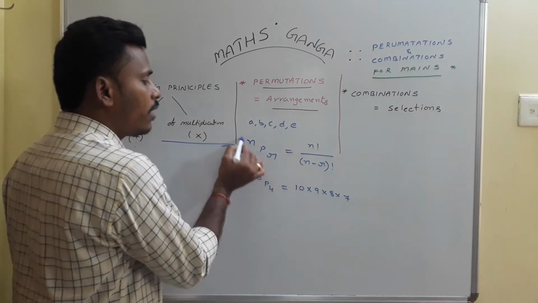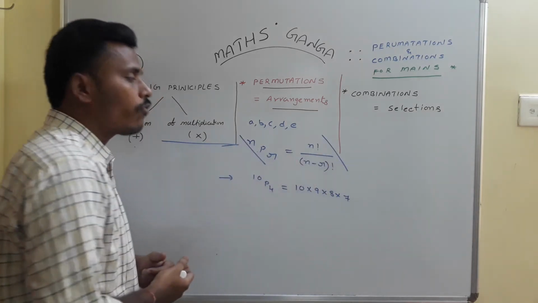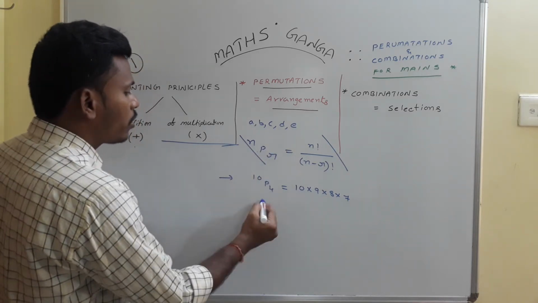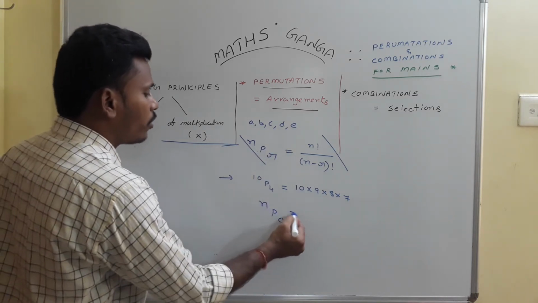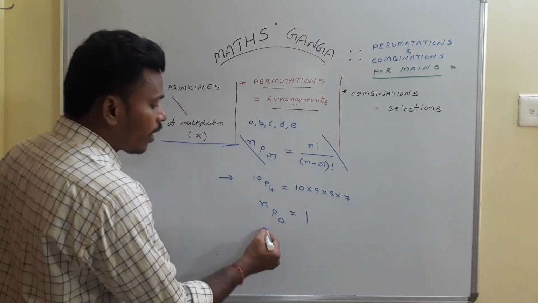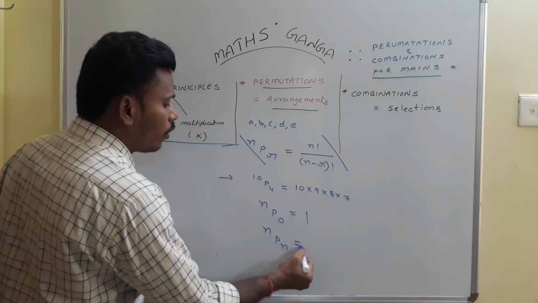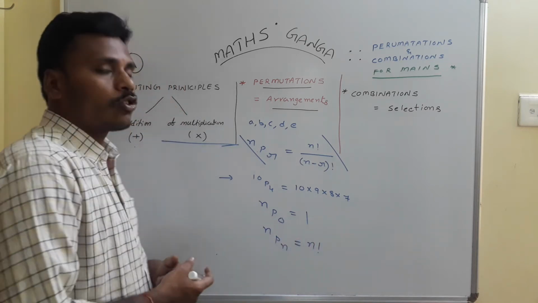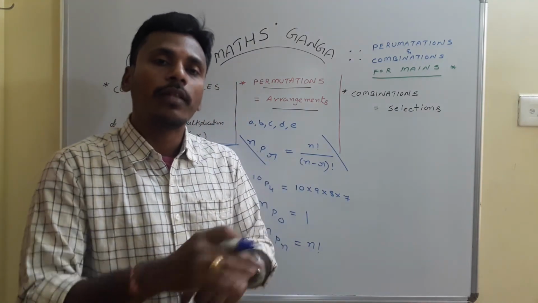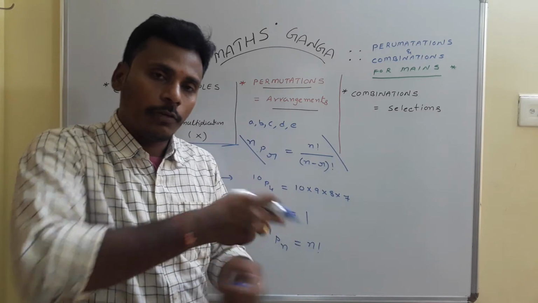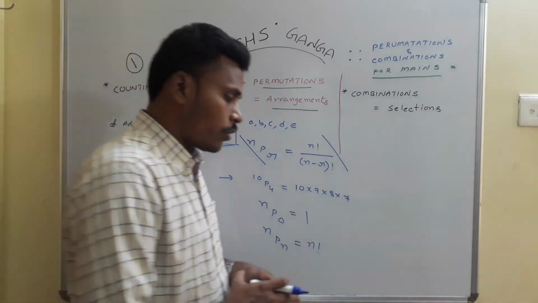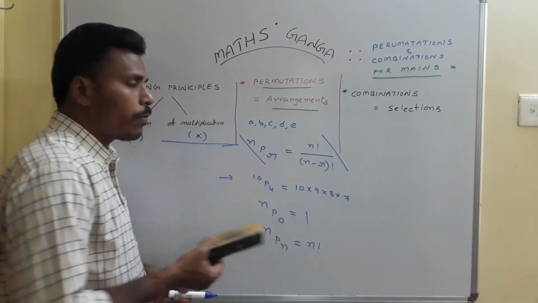So nPr is the permutations of r objects out of n objects, or nothing but arrangements. When we arrange no objects, what is nP0? Since we are arranging no object out of n, its value is 1. And when we are arranging all the objects, nPn is nothing but n factorial. For example, if I have 7 objects, in how many ways can we arrange those 7 objects among themselves? The total number of arrangements is 7 factorial.